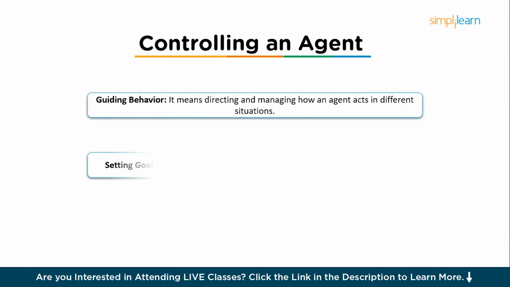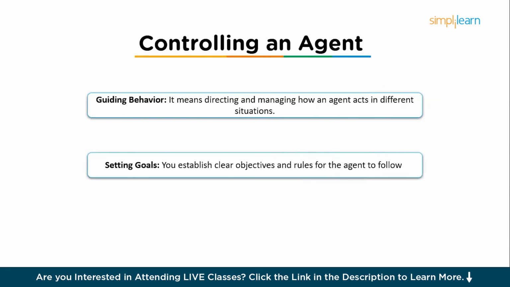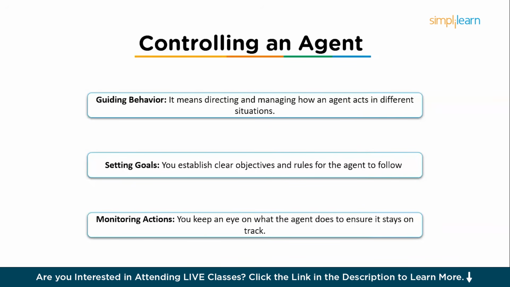The second one is setting goals. You establish clear objectives and rules for the agent to follow. Now moving on to the third one, we have monitoring actions. You keep an eye on what the agent does to ensure it stays on track.